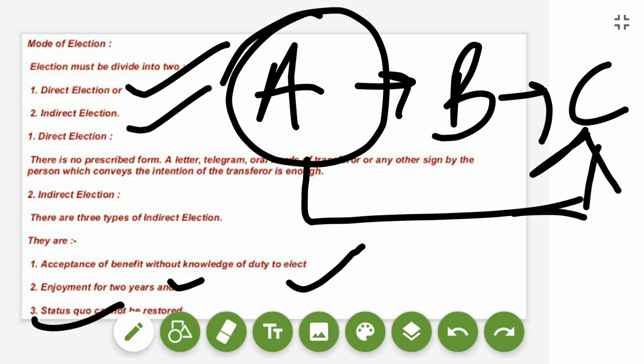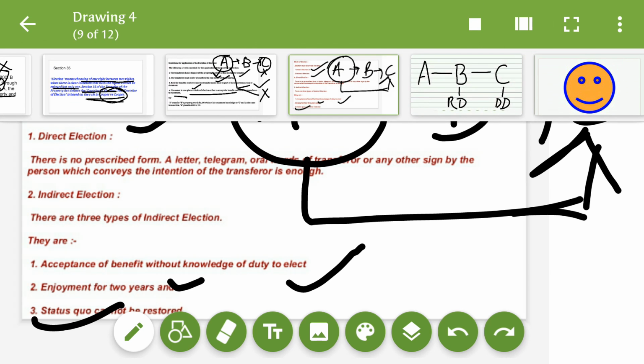The third point is status quo cannot be restored. This clause explains another way as to how indirect election may take place. If the property is exhaustible by consumption, the moment its consumption starts, the election in favor is presumed. For example, the case of a coal mine, the moment excavation starts and even a few chunks of coal are dug out, the coal mine begins to exhaust. So in these cases, no period is necessary. It may be done immediately after the transfer or at any time thereafter, but election in favor would be presumed.